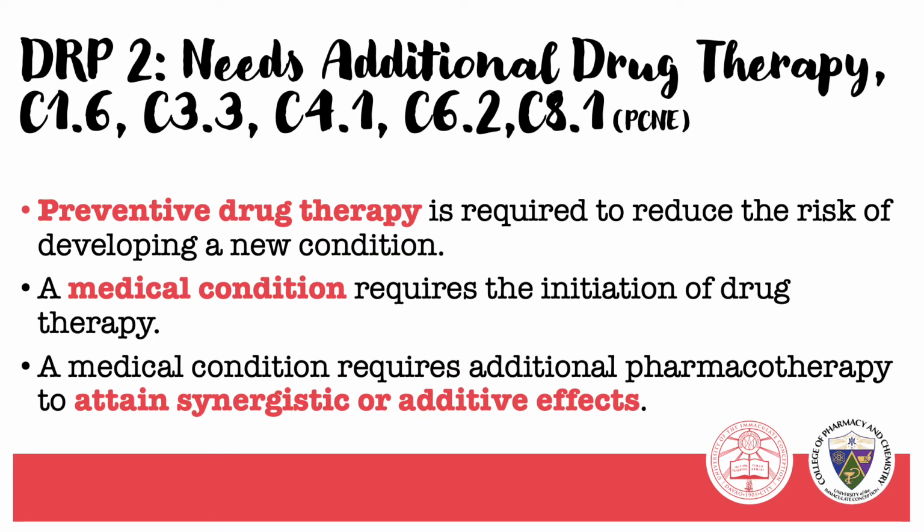This second DRP talks about the need for additional drug therapy. Additional drug therapy is required to treat or prevent a medical condition or illness from developing. That is called preventive drug therapy. Also, a medical condition may require the initiation of a new drug therapy, or additional pharmacotherapy in order to attain synergistic or additive effects.